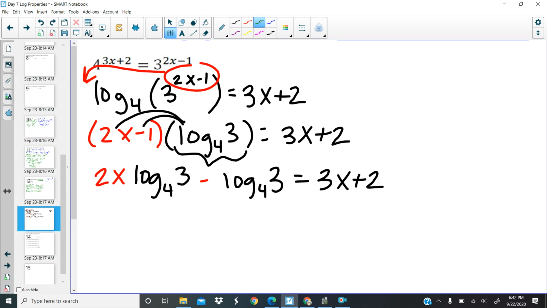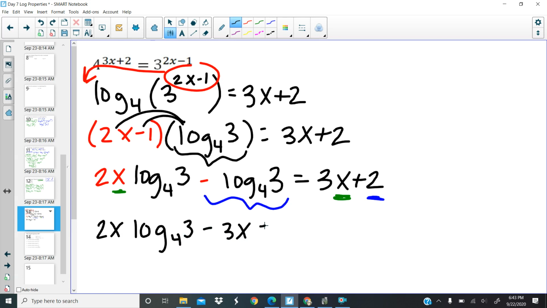So what I want to do at this point is I want to get all of my x's on the same side. And then I'm going to get my numbers, which are this log base 4 of 3 and my 2, I want to get that on the other side. So I'm going to start with my 2x times log base 4 of 3. And I'm going to pull that 3x over, so I would have minus 3x. And then it's going to be equal to, and I'm going to get rid of this minus log base 4 of 3 by adding it to the other side. So it's going to be a positive log base 4 of 3 plus 2.